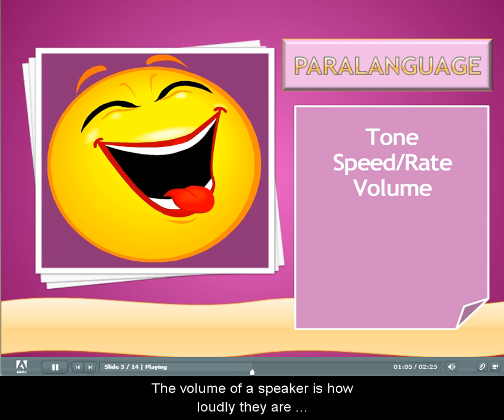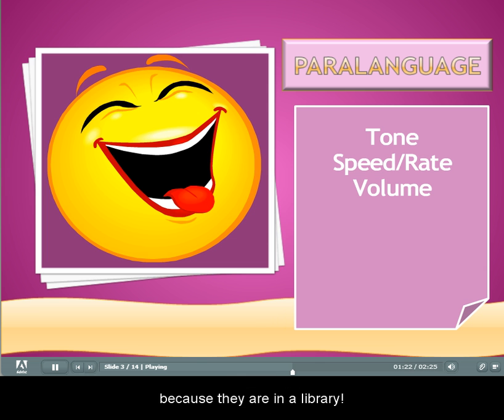The volume of a speaker is how loudly they are speaking. Speaking in a loud voice can indicate anger or excitement. Speaking in a soft voice can indicate embarrassment or shyness. Again, be careful about these interpretations. Remember, someone may just be speaking softly because they're in a library.